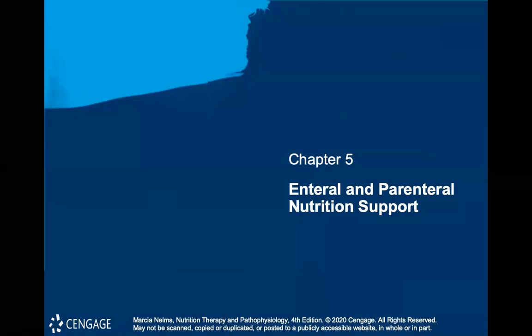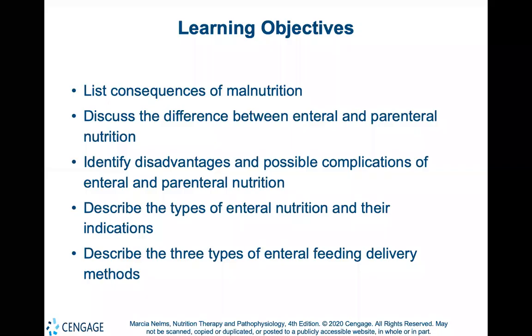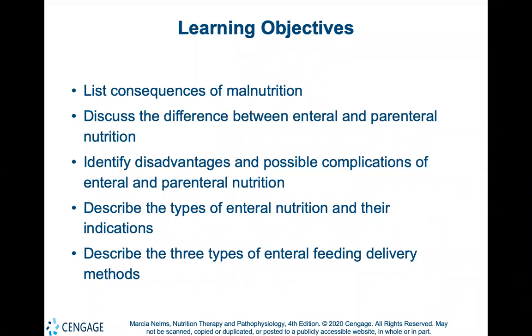Chapter 5, Enteral and Parenteral Nutrition Support. Learning objectives. List consequences of malnutrition. Discuss the difference between enteral and parenteral nutrition. Identify disadvantages and possible complications of enteral and parenteral nutrition.